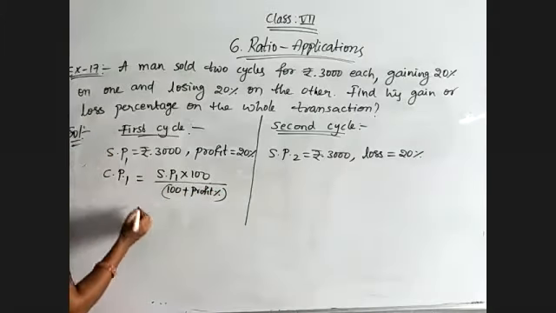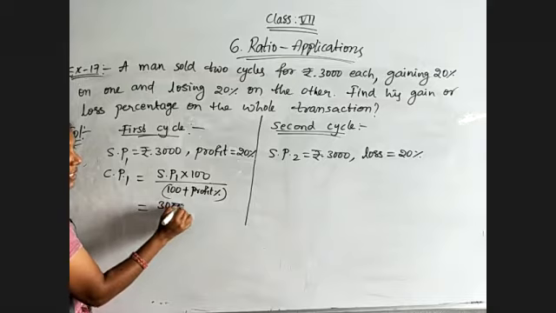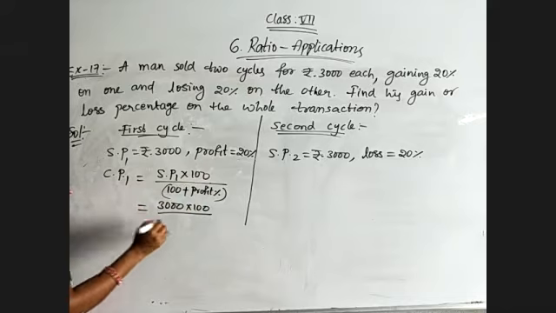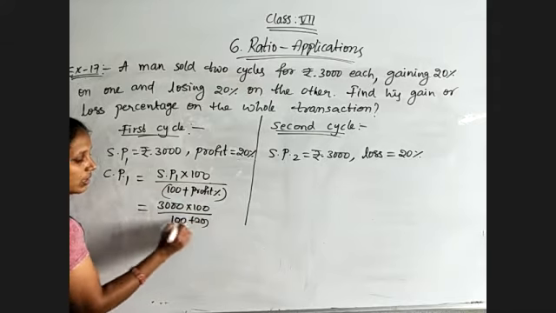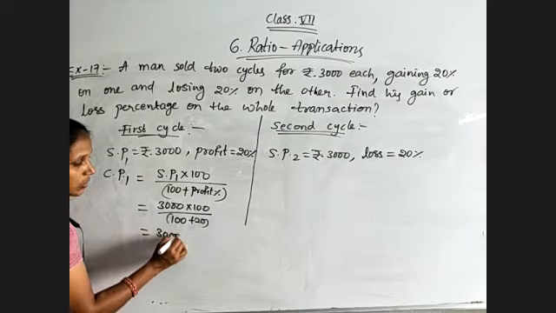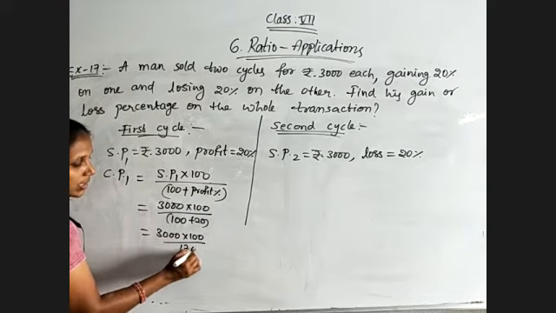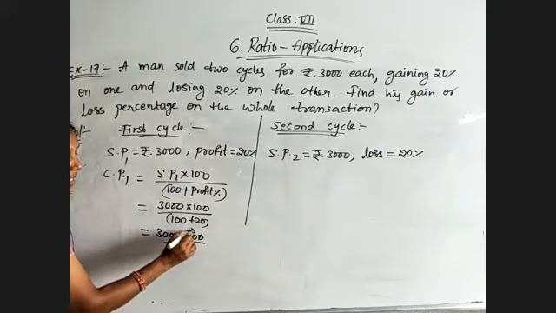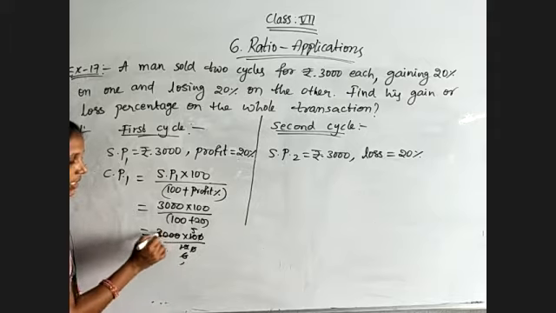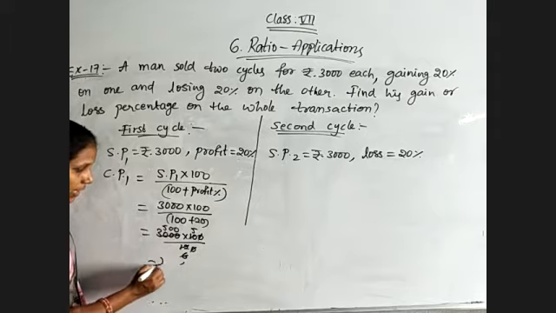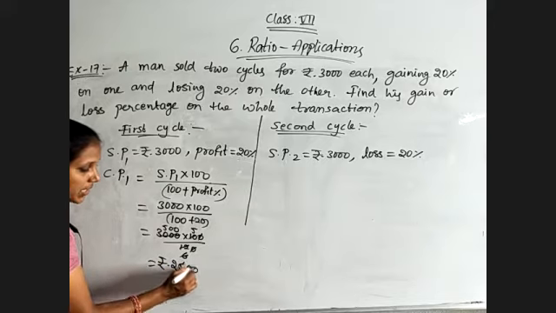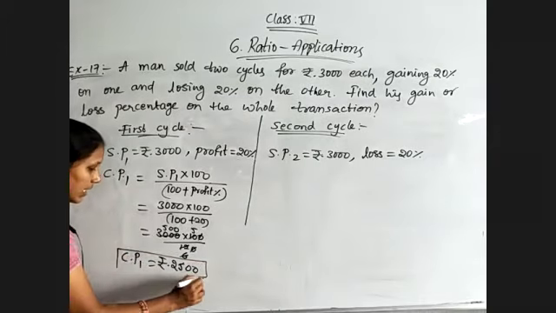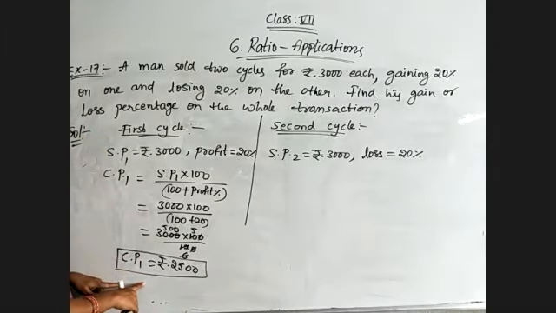So SP is 3000 rupees into 100 by 100 plus profit percentage, 100 plus 20, that is nothing but 120. So 3000 into 100 by 120. The zeros will get cancelled. 2 sixes are 12, 2 fives are 10. 6 ones are 6, 5 fives are 30. So 5 fives are 25. 2500 rupees is the CP of the first cycle. He is buying the first cycle at 2500 rupees.